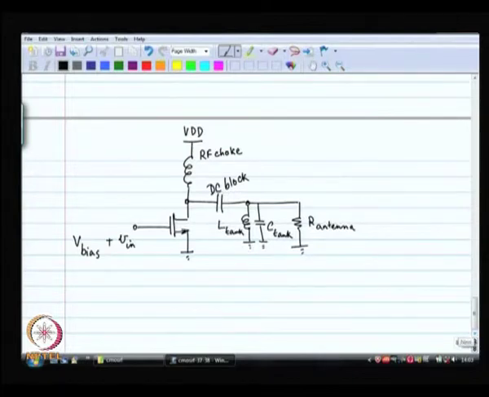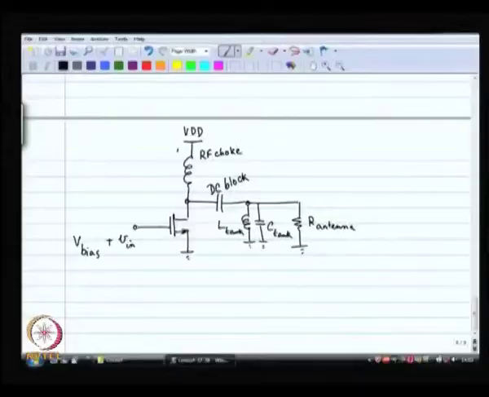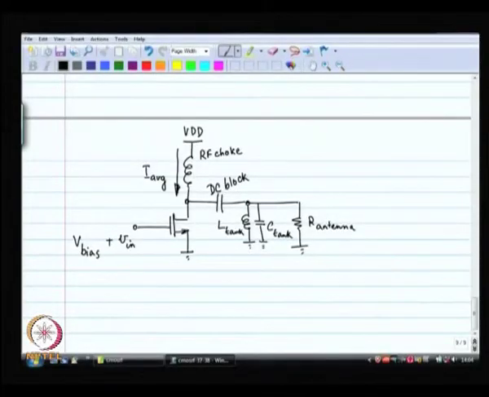Now, what you have to understand is that this RF choke allows a current at DC. It does not allow current at any other frequency. It is a short circuit for DC, open circuit for AC. So, the current coming from the RF choke is like a constant current, no matter what mode of operation you are looking at, A, B, C, whatever. The current through that RF choke is a constant current. Let us call that current I average. Why I am calling it I average, we will very soon find out.